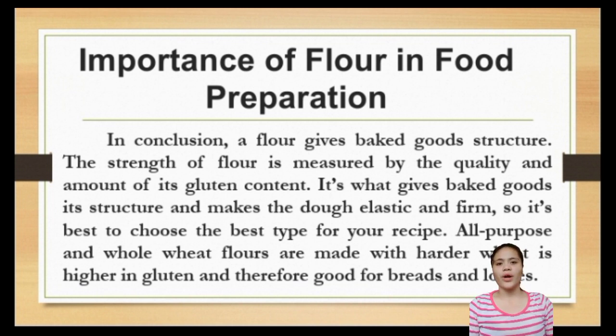All-purpose and whole wheat flour are made with harder wheat, are higher in gluten, and are therefore good for breads and loaves. Meanwhile, cake flour is made with softer wheat and is therefore good for delicate pastries like cakes and cupcakes. Different types also affect the texture and tastiness of bread.